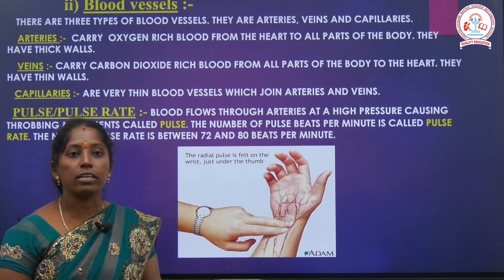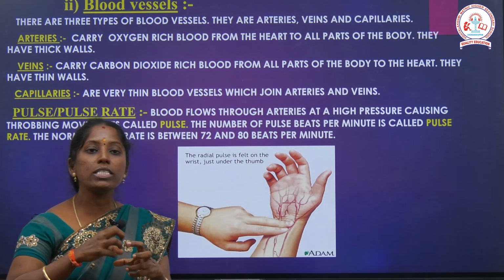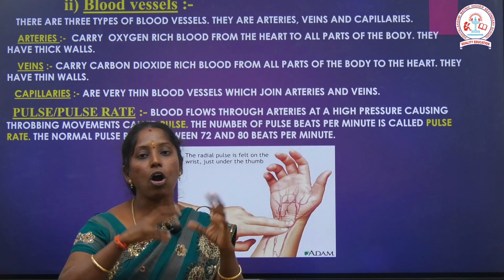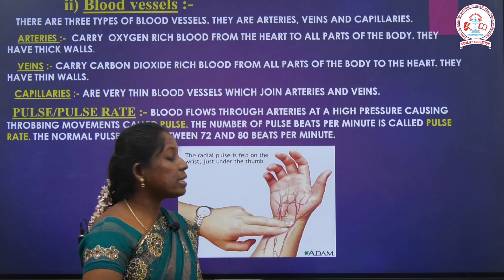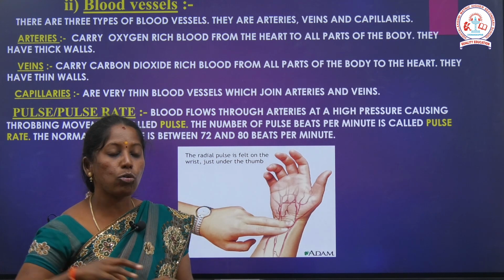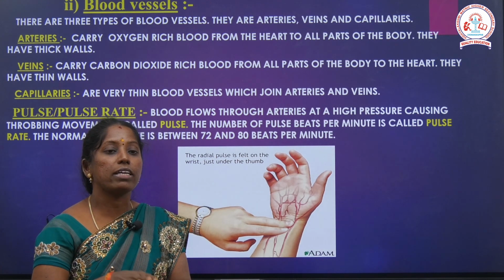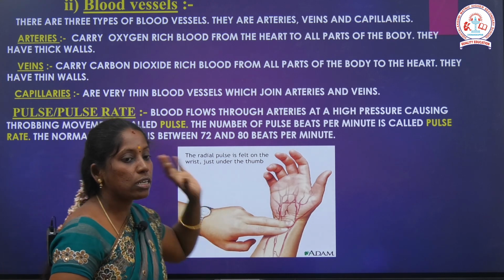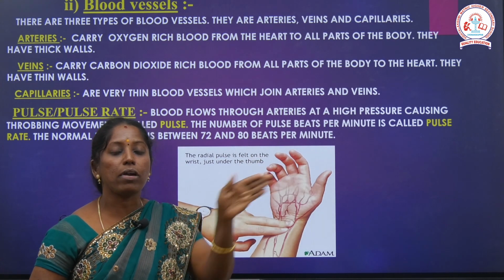First one is arteries. They carry oxygen rich blood, that means oxygenated blood, from the heart to all parts of the body. They have thick walls. The blood flows through the arteries at very high pressure. So arteries carry oxygen rich blood from the heart to all parts of the body.